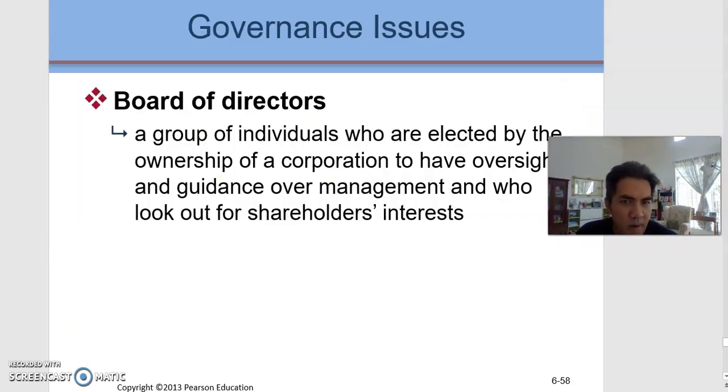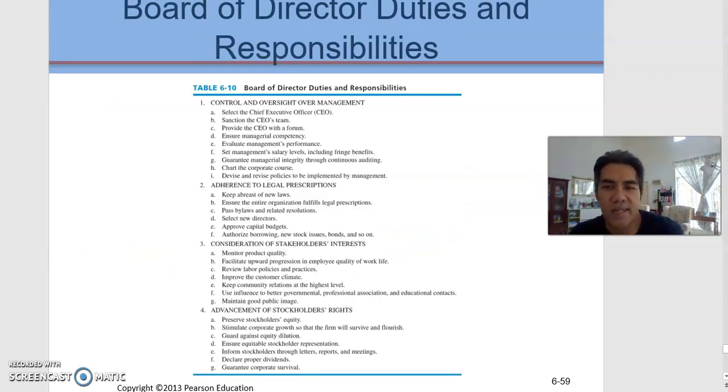And finally, we talk about the board of directors. These are individuals who are elected by the ownership of a corporation to have oversight and guidance over management and who look out for shareholders' interests. These are the four major responsibilities and duties of the board of directors. Throughout my experience in teaching this particular subject, in the final exam, there were 3 or 4 times that they asked students to highlight the responsibilities and duties of the BOD.